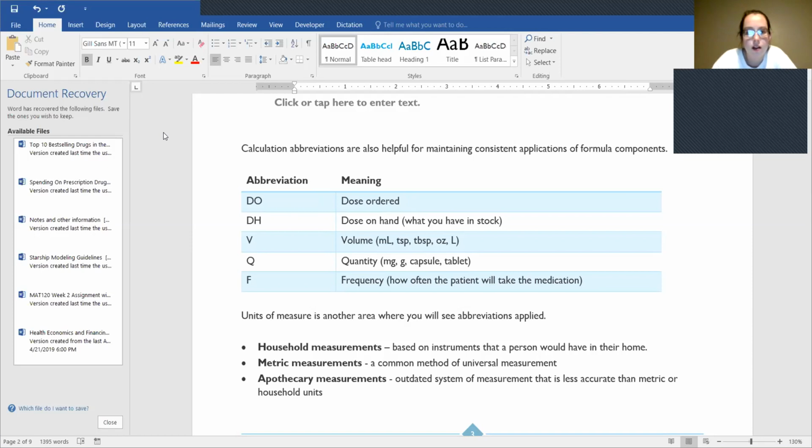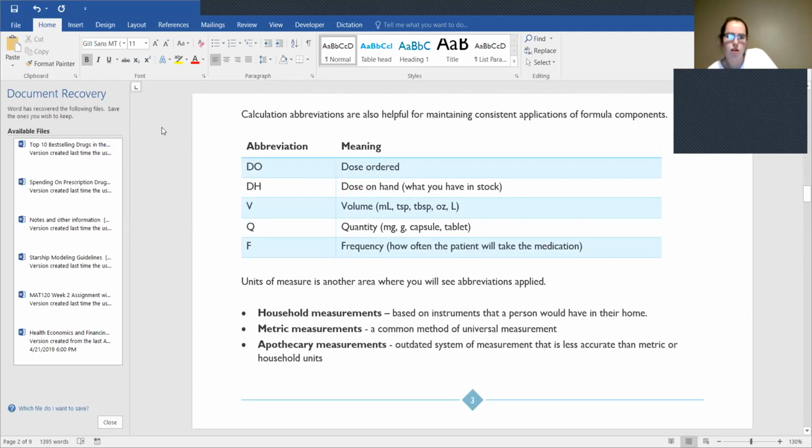For purposes of dosage calculations, I don't know exactly how Chantal taught her classes, but for these purposes, we have a couple of abbreviations. DO, or just D, in terms of dosage calculations, means the dose ordered by the prescriber. So the prescription will come in, it'll say take 20 milligrams of atorvastatin, say. That's the dose ordered, 20 milligrams.